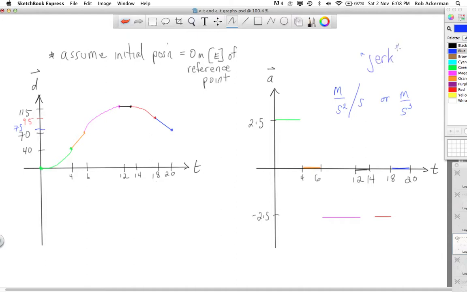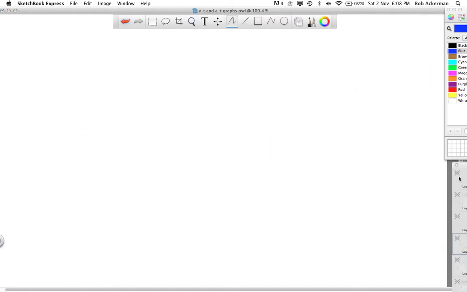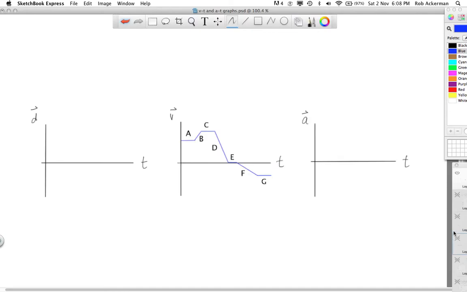However, in grade 11 and 12 physics, we don't really talk about this, so this is nice to know, so you can impress your university professor that you know this, but we aren't really going to talk about it, so don't sweat it. All right, there are your graphs.